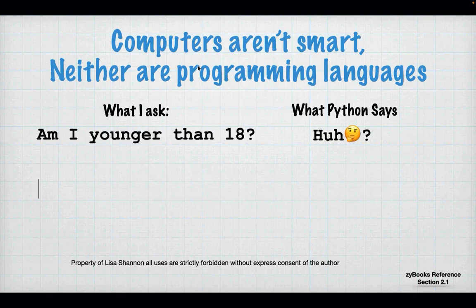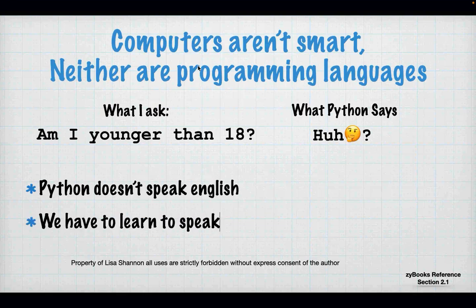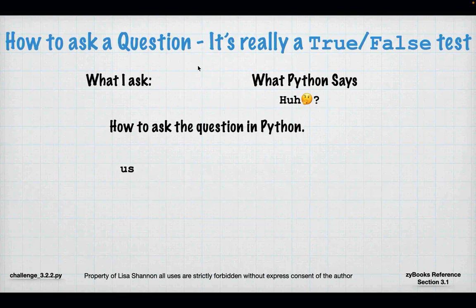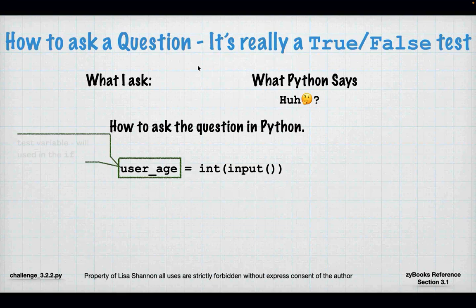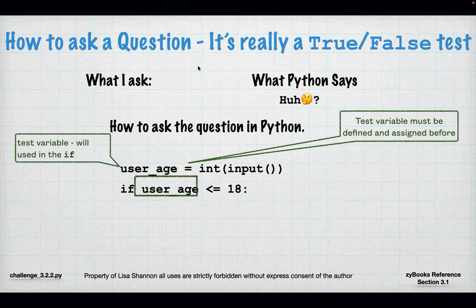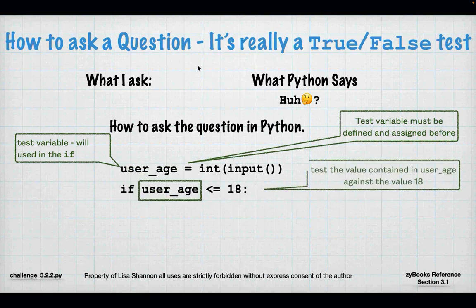Computers aren't smart. Neither are programming languages. All right. Python doesn't speak English. We have to learn to speak Python. And what we're really doing is we're asking true or false questions. So what I ask is, okay, how to ask the question in Python. I apologize, what I ask is gone for some reason. So, I think the question was, am I old?